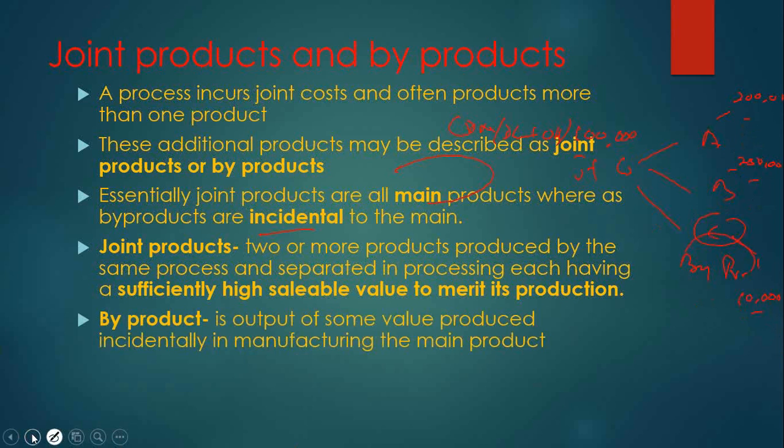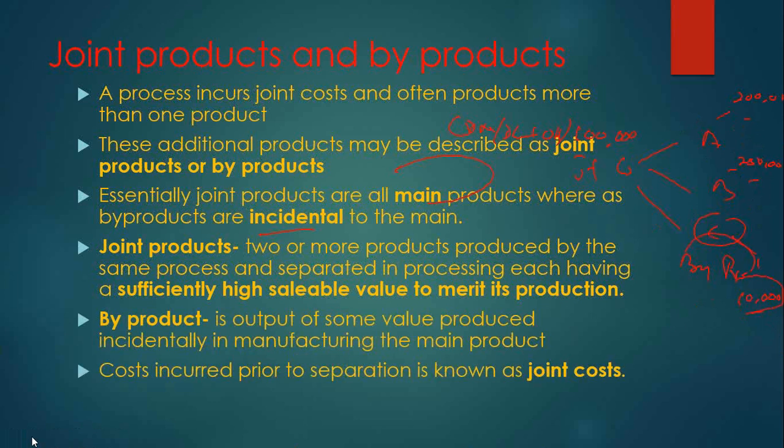So byproduct is the output of some value produced incidentally in manufacturing the main product. So you are focusing on these two, but as a side product you get a byproduct, which is worth a small amount, not big amounts. So cost incurred prior to separation is what we call the joint cost. So I told you here, let's assume the cost is 100,000.